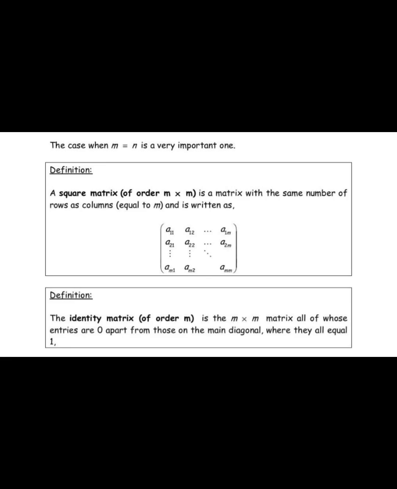Next part is identity matrix. An identity matrix is a square matrix denoted by I m, where all entries on the main diagonal are 1, all other entries are 0. This acts like the number 1 in matrix multiplication.